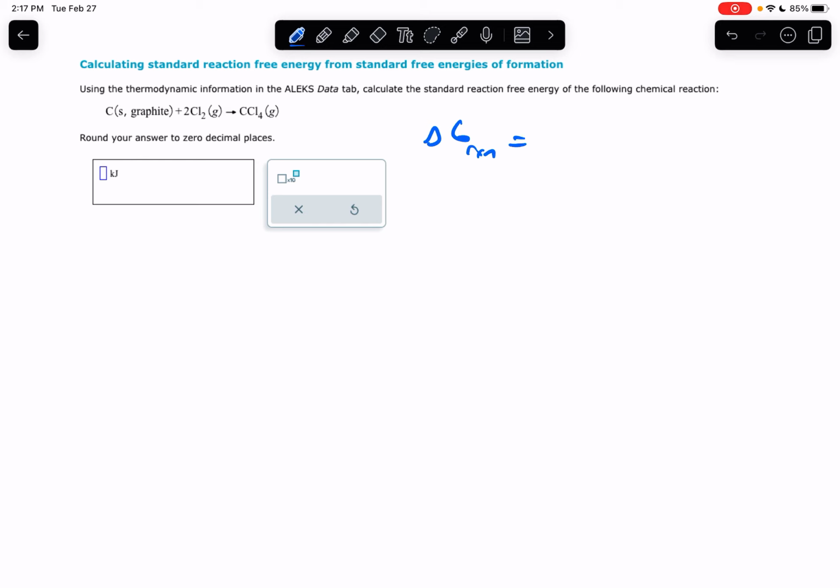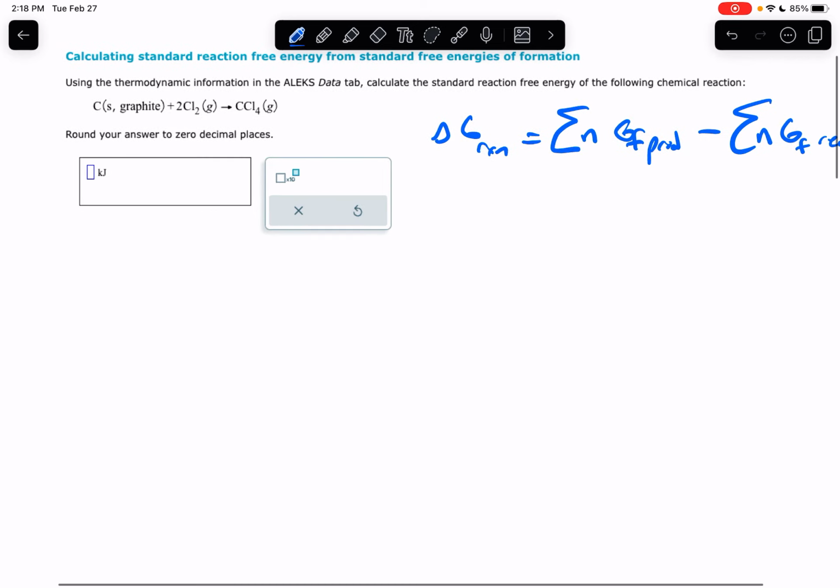Wouldn't that be the sum of all the changes of all the G's of formation of the products minus the sum of all the G's of formation of the reactants? And you should probably put an N in front of this in case you have any coefficients in your reaction, and you do right now in this particular problem.